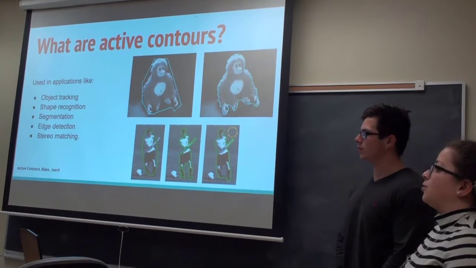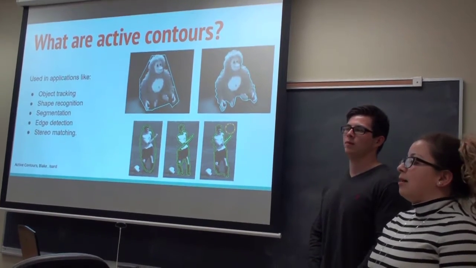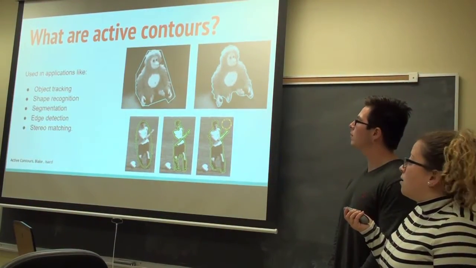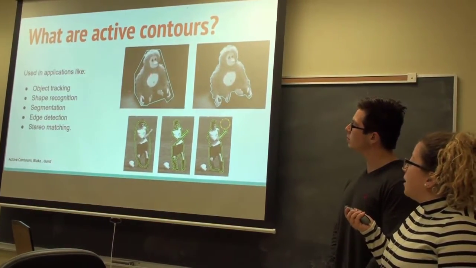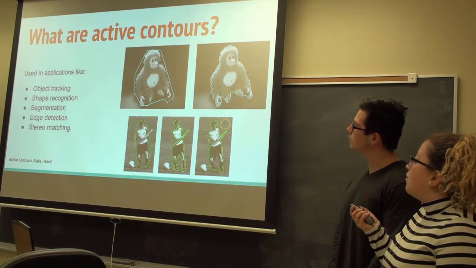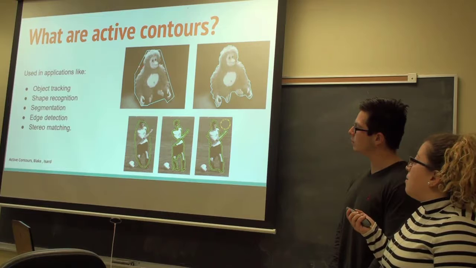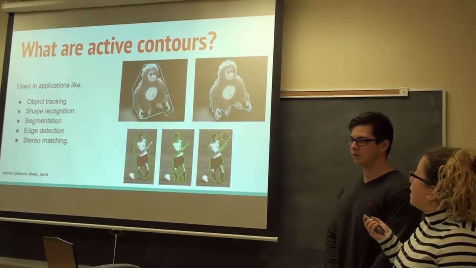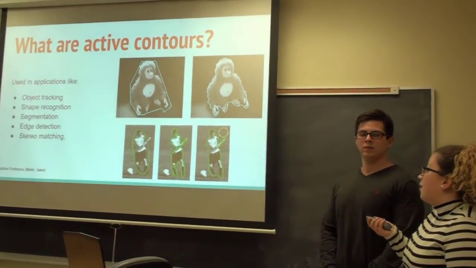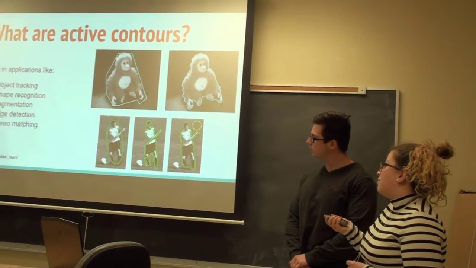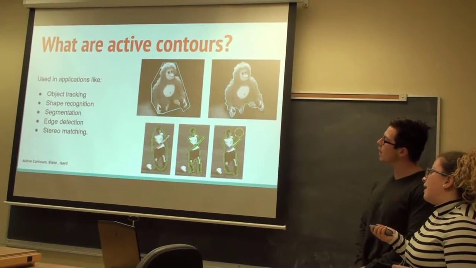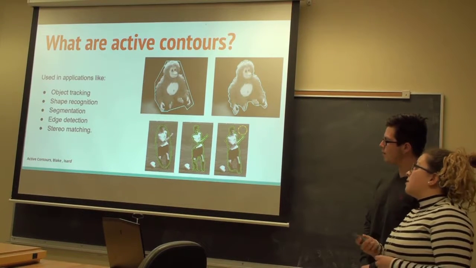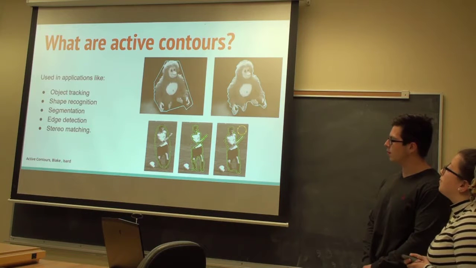So what are active contours? They're used for many applications, including object tracking, shape recognition, and segmentation. This is just some examples of it. You have this picture of the monkey here, and then we just have some lines around it, and with the algorithm we are able to track the shape of the monkey. Also used for edge detection. You can see also this example here. We have this shape, and then we can get the contour of the player. It's used for many things, and these are some examples that we're going to show you.